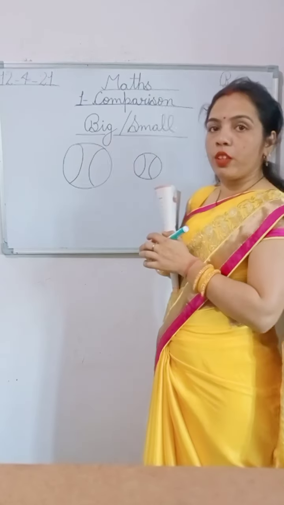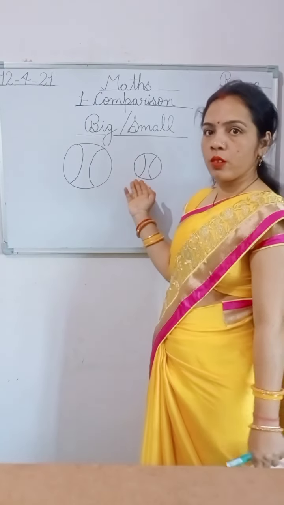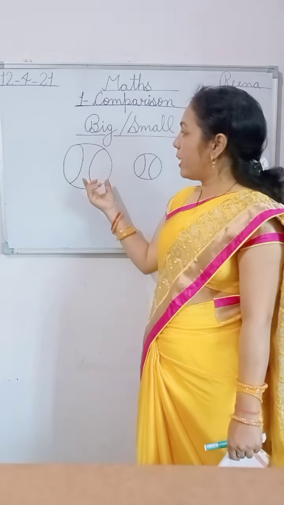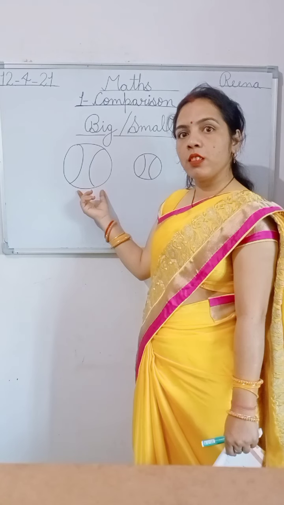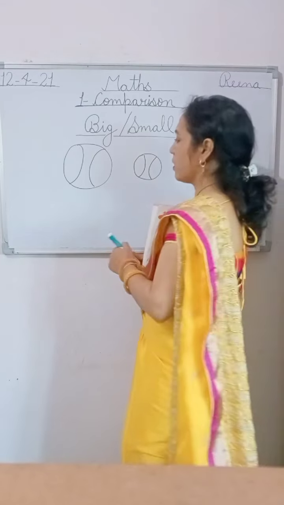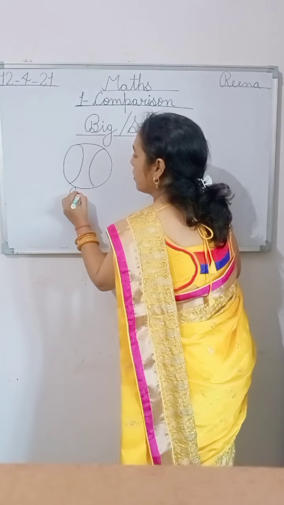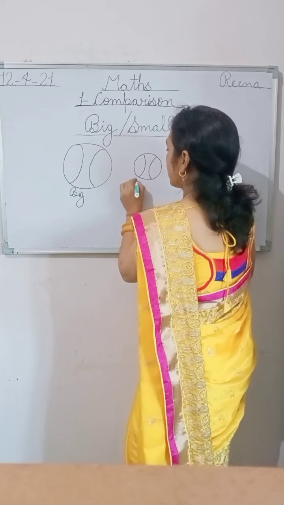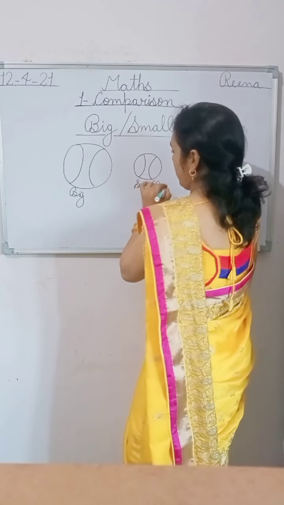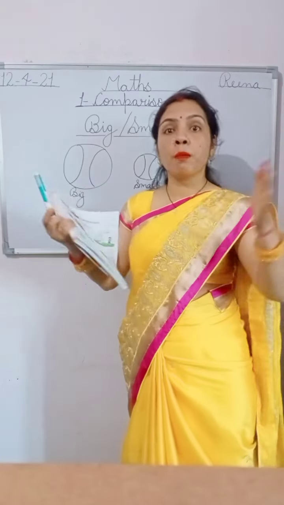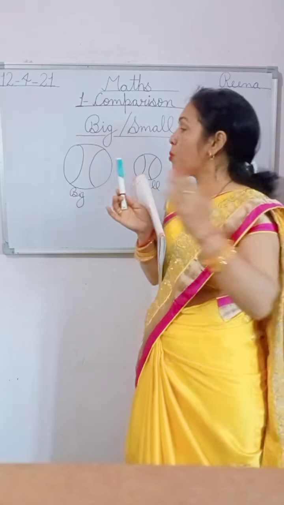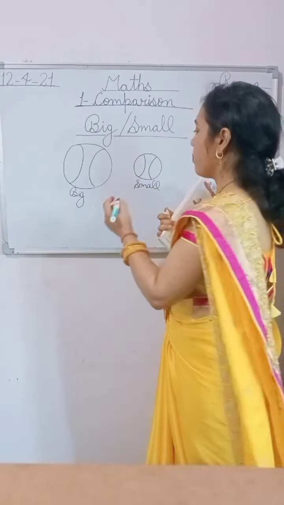Now I have drawn two balls. Okay. Now tell me which is big and which is small. Is this small or big? Big. Okay. And this is the small ball. Big means bada and small means chota.